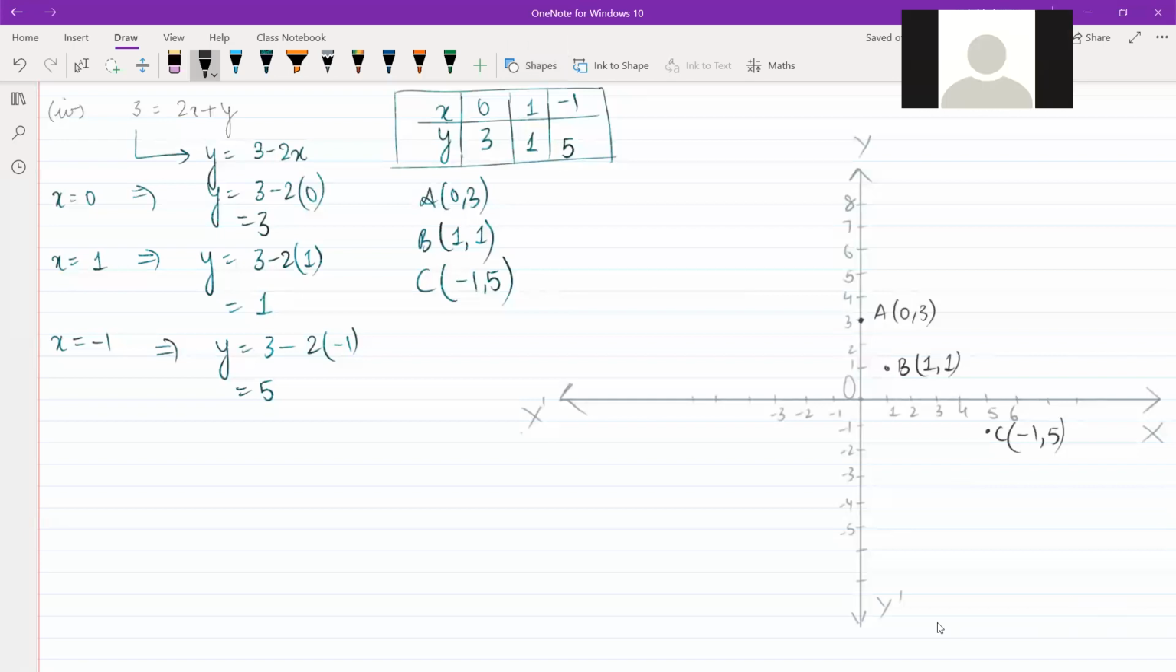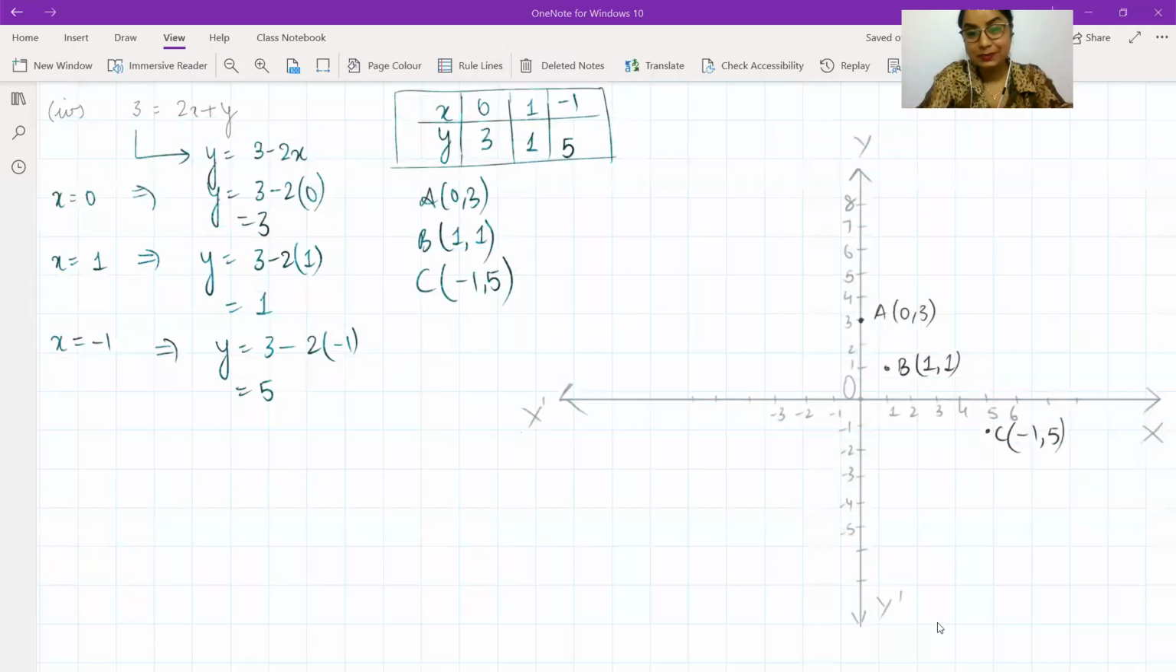Excuse me, ma'am. Yes. Ma'am, you have plotted (-1, 5) wrong. Yes. Wait a minute. It will be above, it will be in the second quadrant. That's correct. It will be in the second quadrant.